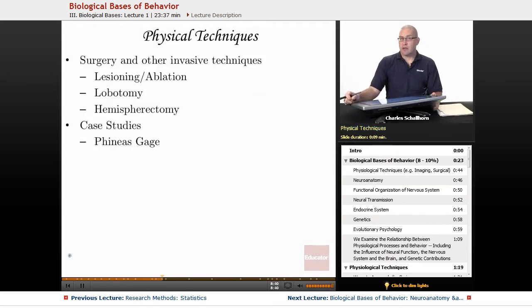So in addition to all the computerized ways to get into the brain, we also have physical techniques. And so these techniques are going to involve things like lesioning, ablation, lobotomies, hemispherectomies, and the curious case of Phineas Gage. And you might be saying, well, what are all those things? Well, I'm glad you asked.